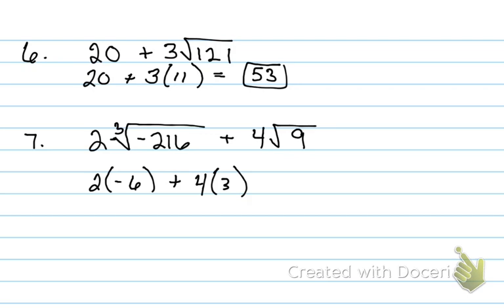Okay, very good. So, class, what's 2 times -6? 12. What's 4 times 3? 12. So what's my answer? 0. Okay, and I just put a line through it to kind of show that it's a 0, but you don't have to. It's just what I do. All right, so that's it for number 7.